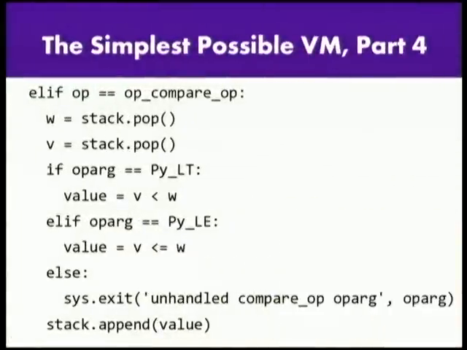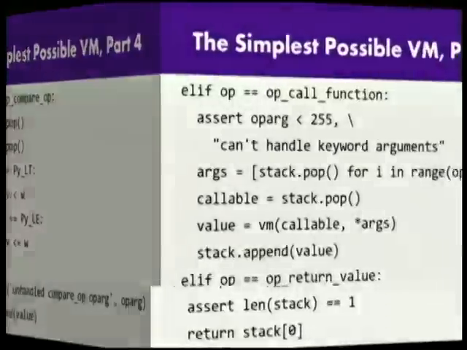This is all one opcode. It's a very complicated one. Conceptually, it's simple, but it's just a lot of code. Compare op pops the top 2 things off the stack. And then the oparg is a special number that indicates what operation we're going to perform. If it's LT, then we do less than, and if it's LE, then it's less than or equal to. Else I just didn't handle any others, so I'm very nice and I throw a nice exit. And whatever the result of that was, I append it to the stack, and we're in the home stretch.